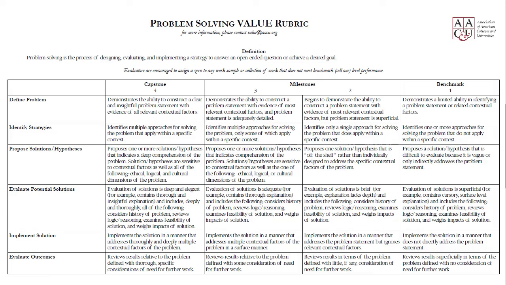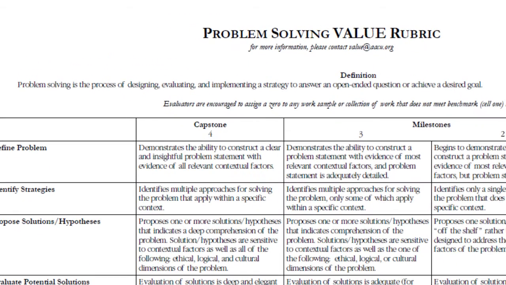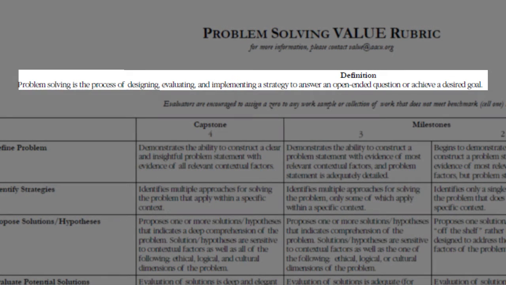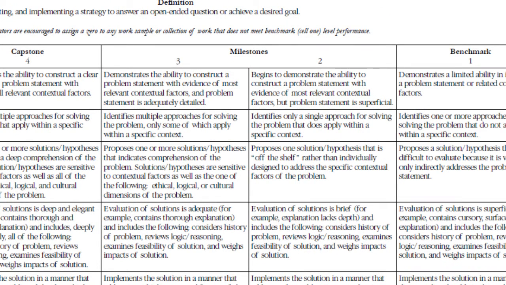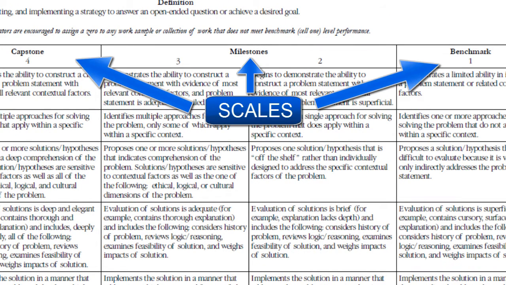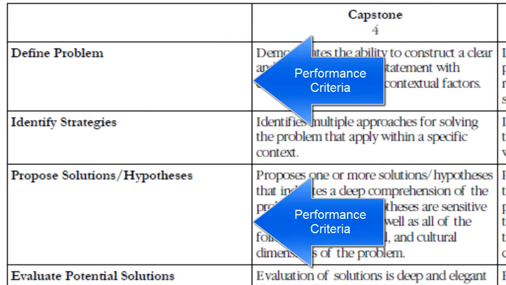Shown here is a problem-solving rubric from AAC&U's VALUE. AAC&U's definition of problem solving is the process of designing, evaluating, and implementing a strategy to answer an open-ended question or achieve a desired goal. On this rubric, levels of performance are listed across the top as capstone, milestone, and benchmark, and a score associated with each. Performance criteria are listed at the head of every row, and usually are accompanied by a description.